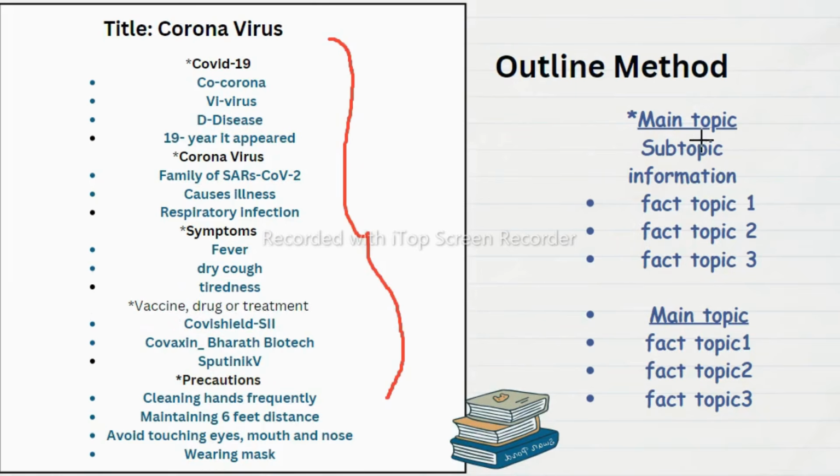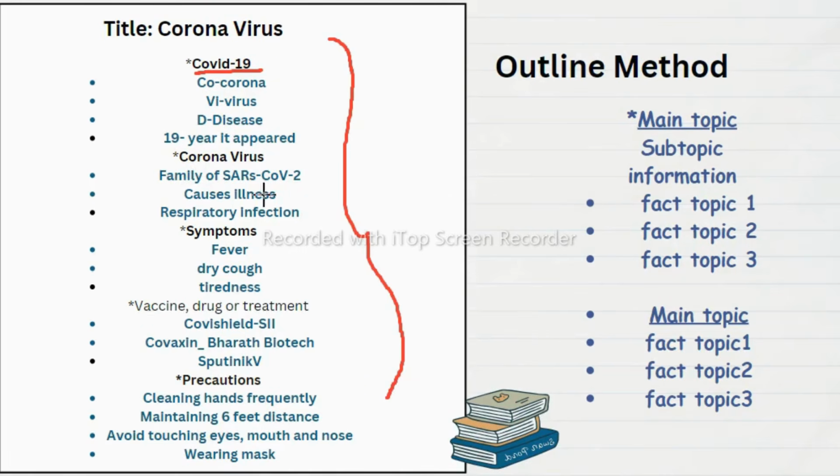So for the main topic, first you have to write the title, like Coronavirus, then the subtopic is COVID-19. Then, in bullet format, you have to write the information, like the fact that CO means corona, VI means virus, D is for disease, and 19 means the year it appeared, meaning the coronavirus appeared in 2019.